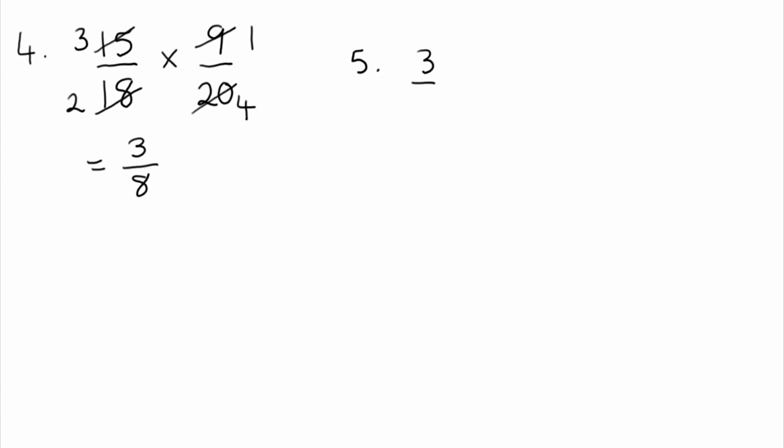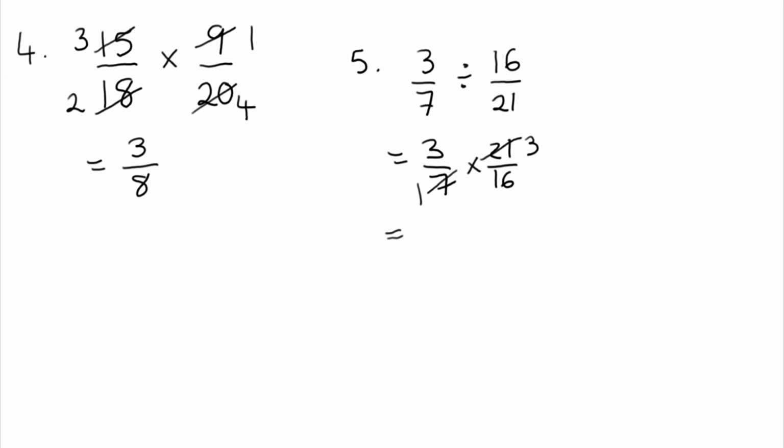So 3/7 divided by 16/21 would be 3/7 times 21/16. Now 21 and 7 both divide by 7. So we're going to score those off. 7 goes into 21 3 times and 7 goes into 7 once. The 3 and the 16 do not divide by anything, so they will stay as a 3 and a 16.